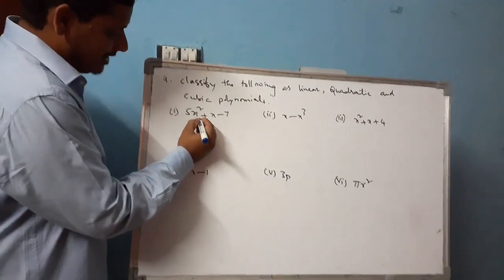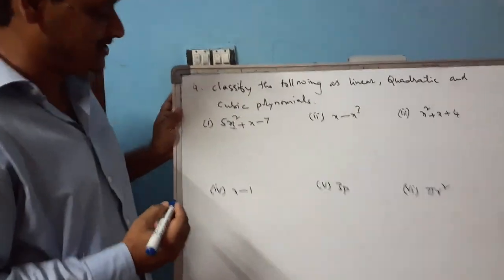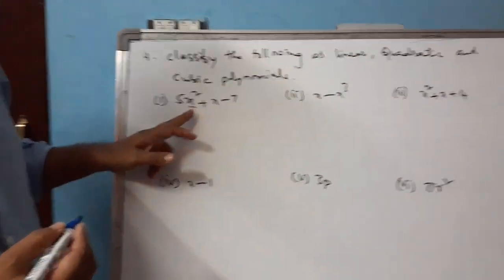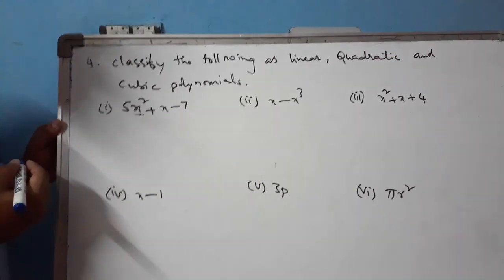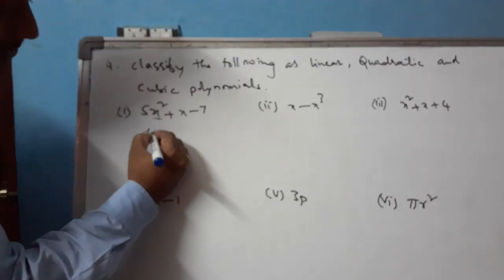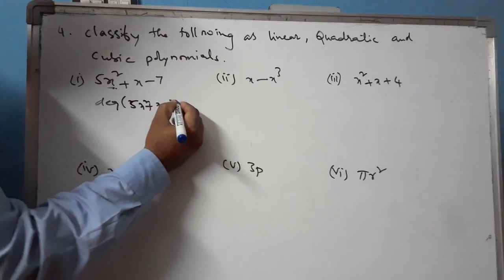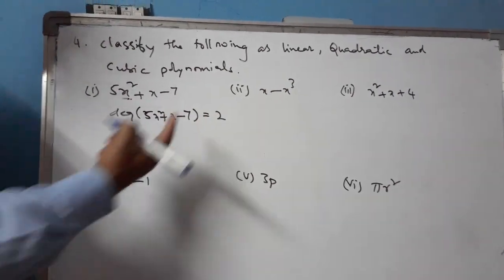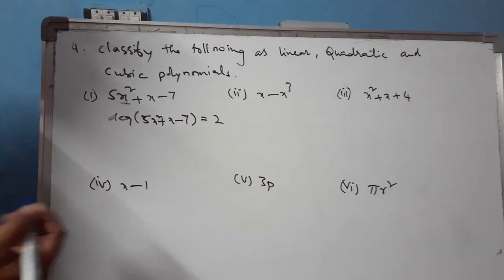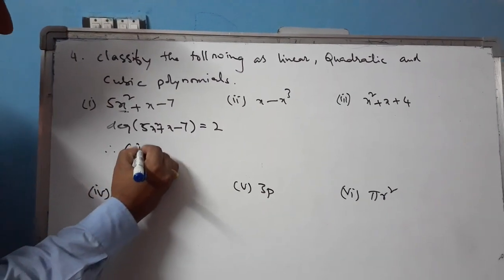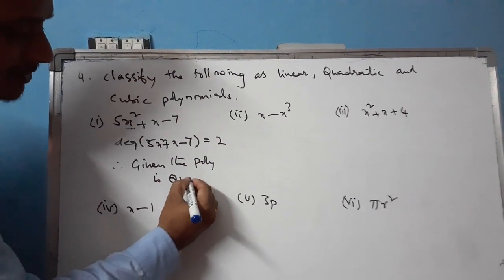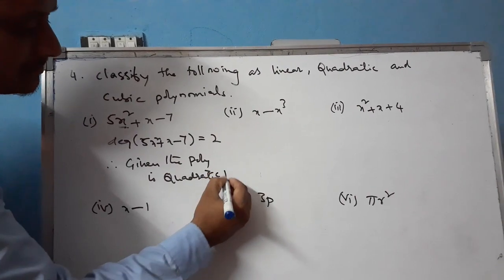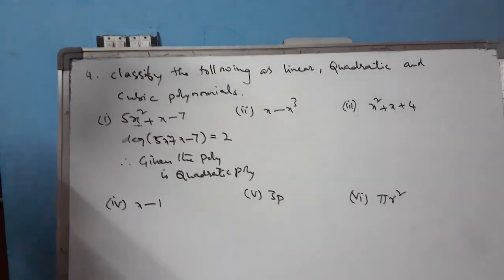So here the first one, 5x square plus x minus 7. What is the highest power? The highest power is 2. So the degree of 5x square plus x minus 7 is nothing but 2. It is 2, so it is a quadratic polynomial. So therefore the given polynomial is a quadratic polynomial.